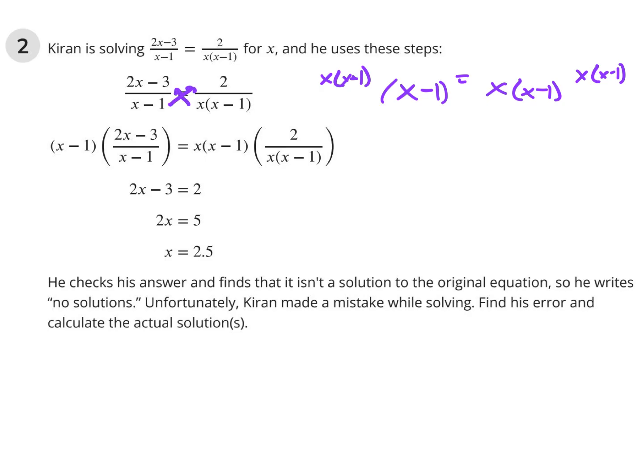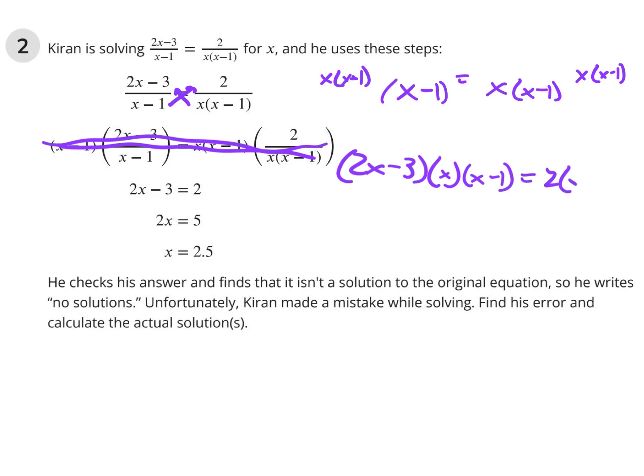So if we ignore this line where Quran made a mistake, because it's very likely with the type of math that they're using, if I do 2x minus 3 times x minus 1 and set that equal to 2 times x minus 1, we get a far different thing. And what I can do here is divide out x minus 1 since it's the same factor on both sides. We didn't learn this, and I didn't teach it this way, but this is what you could do.